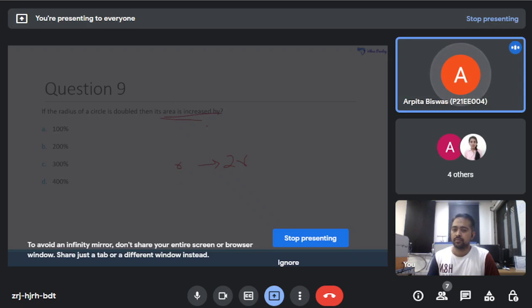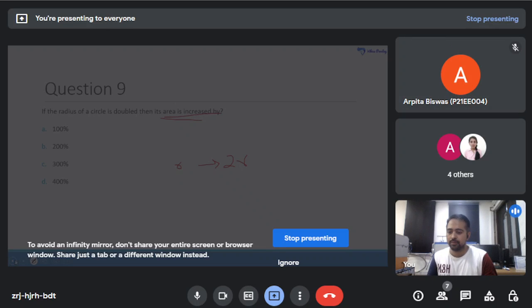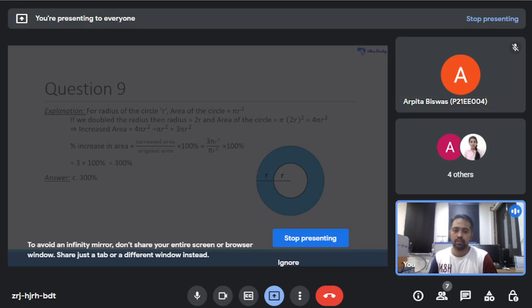So 300, I think. 300. Okay. How? It will increase 4 times. So if we deduct this, 4 times minus pi r square, so it will be 3 times. Very good. So let's see. So ideally this is r, and then the total is 2r.